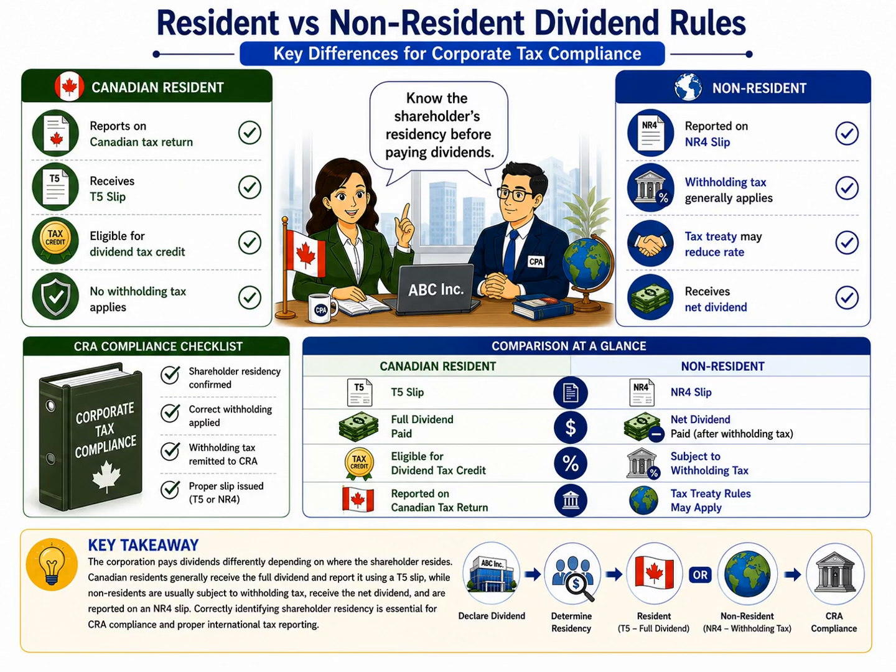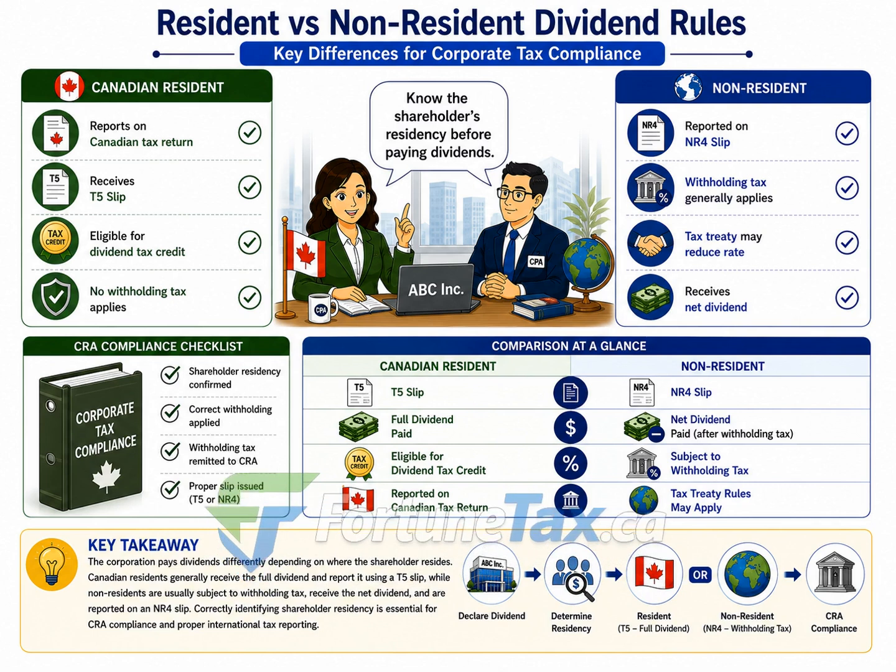The final comparison between resident and non-resident shareholders highlights an important principle in Canadian corporate taxation. The same dividend payment can have completely different tax consequences depending on where the shareholder resides. For that reason, every corporation must determine a shareholder's residency before paying a dividend.